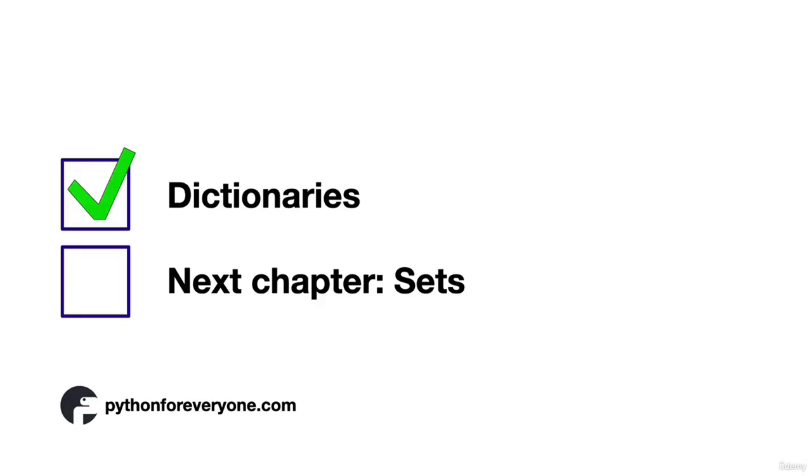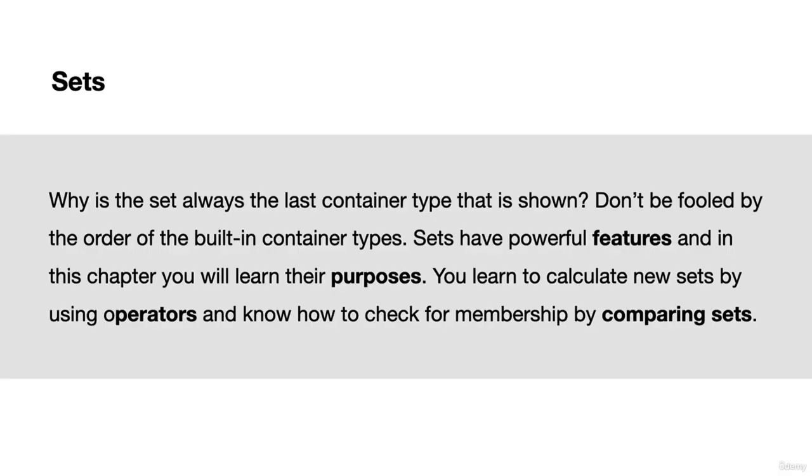You have seen how to perform common dictionary operations. By finishing this chapter, you have seen your third container type, dictionaries. In the next chapter, you will see the last built-in container type, sets. Why is the set always the last container type that is shown? Don't be fooled by the order of the built-in container types in this course. Sets have powerful features, and in this chapter you will learn their purposes. You learn to calculate new sets by using operators and know how to check for membership by comparing sets.